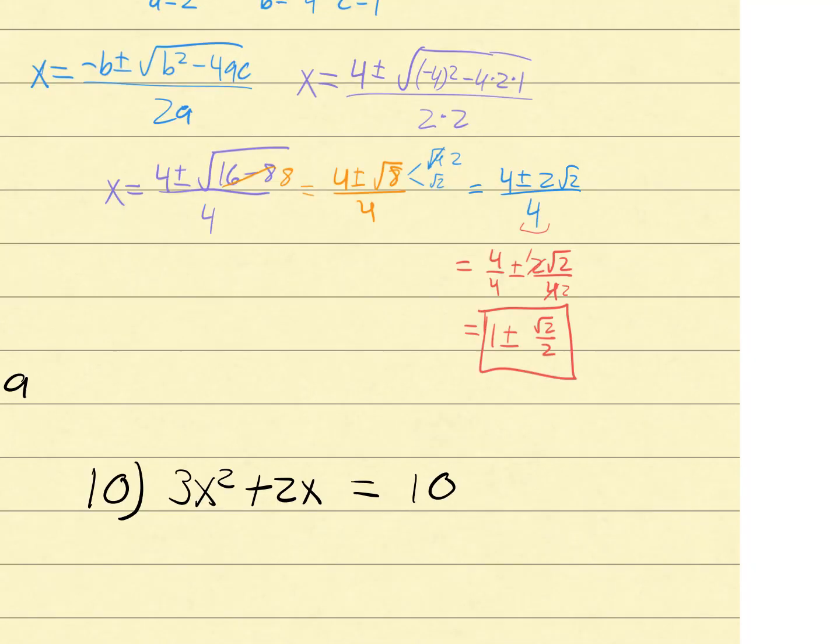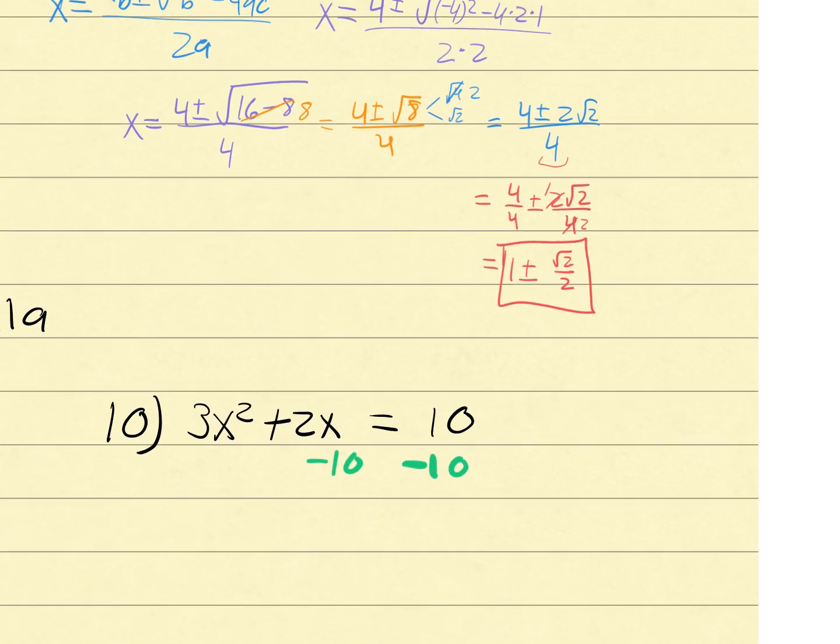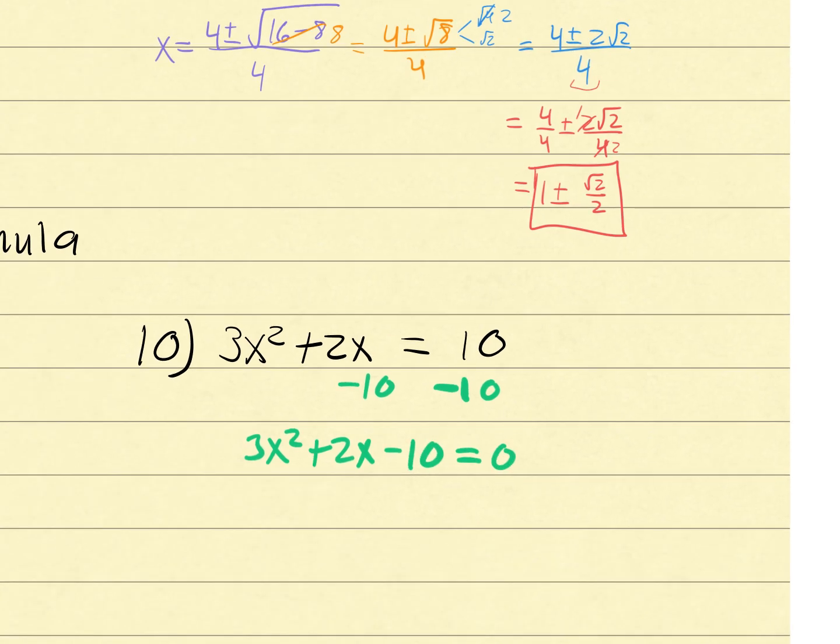All right, now let's try number 10. We want to solve this one using the quadratic formula. But before we do that, we need to make sure the entire equation is set equal to what? To 0. Good. So let's subtract 10 on both sides, and then we get 3x squared plus 2x minus 10 equals 0.